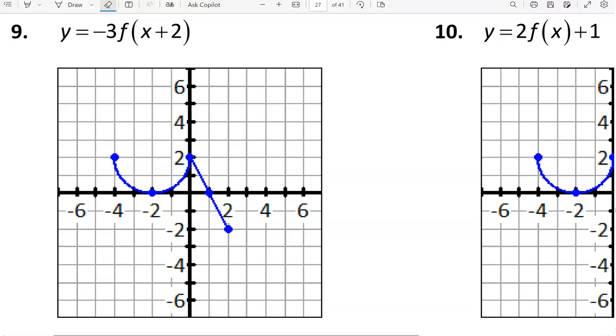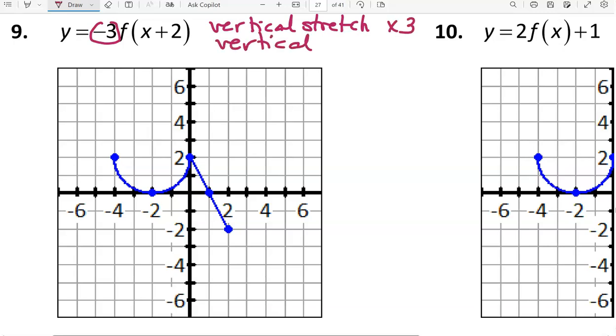For number 9, I see a times -3 on the outside of the function. So those are going to be vertical changes. So we have a vertical stretch by a factor of 3. We also have a vertical flip, or a vertical reflection, since that number is negative that's being multiplied to the outside of the function. And then on the inside of the function, we have x plus 2. That's an input change, and that happens with inverse operations. That means we'll subtract 2 from all the x's, moving the graph left 2.